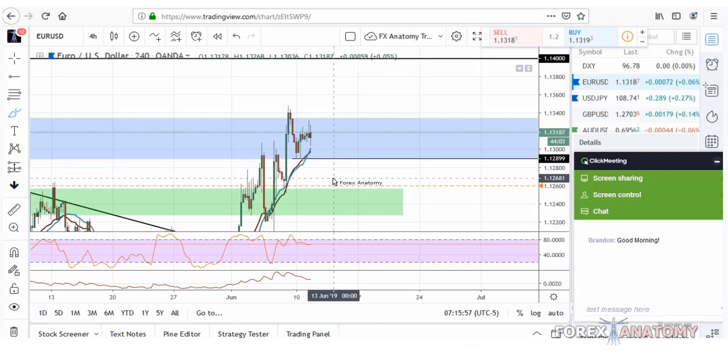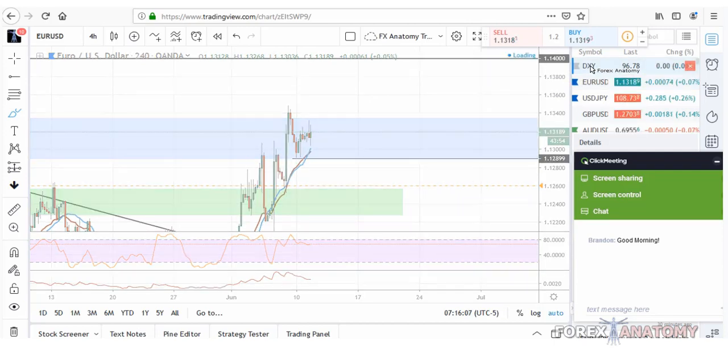What we're going to do right now is go to the Dixie. So let's do that right now. The Dixie, for those that may not know, is the US dollar index.